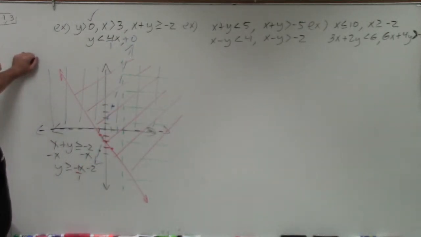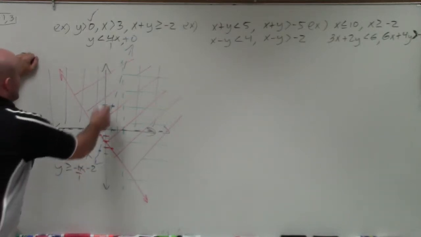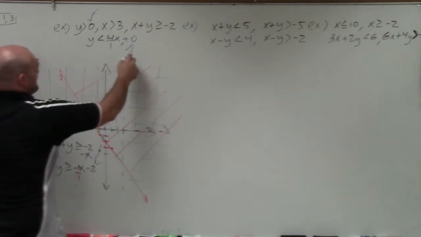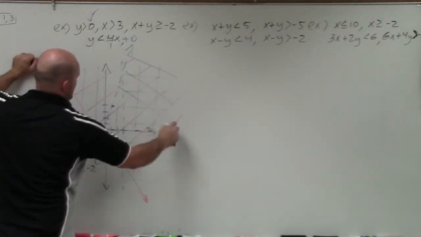And that's going to be values that are, oh, I'm sorry, less than. So that's going to be values that are below that line.